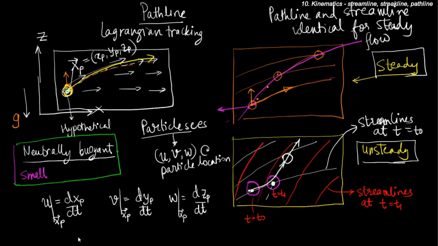And of course, these are ordinary differential equations, so I must supplement these equations with appropriate initial conditions. So at t equal to 0, the location of the particle is some xp naught, yp naught and zp naught. So the particle originates somewhere over here. So this is xp naught. It samples the local velocity, then it moves over here.